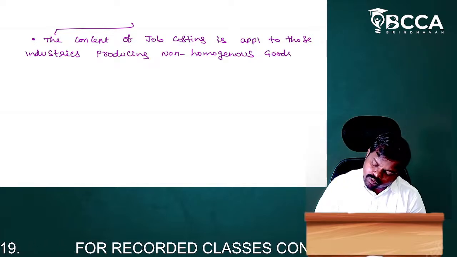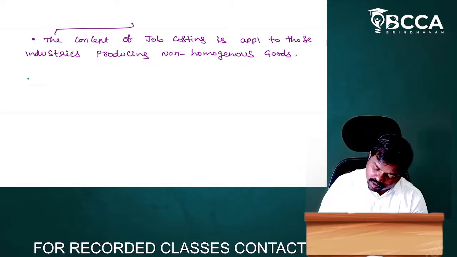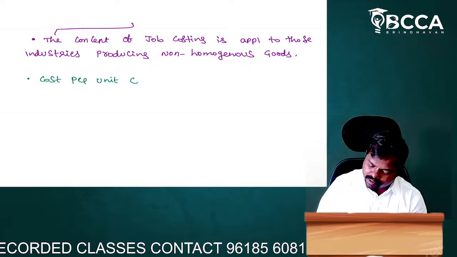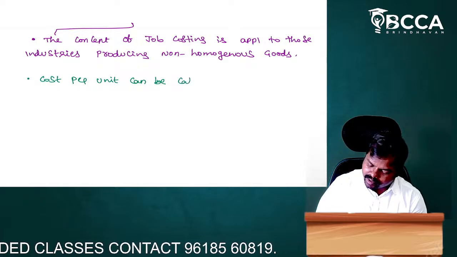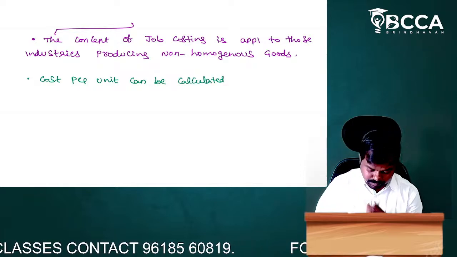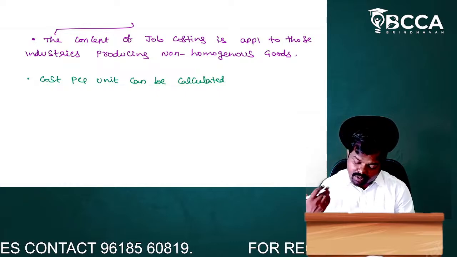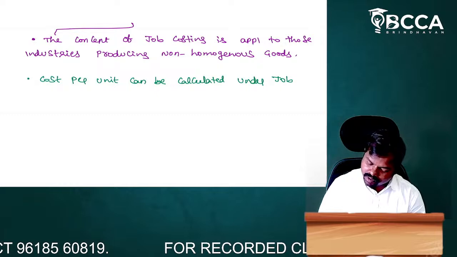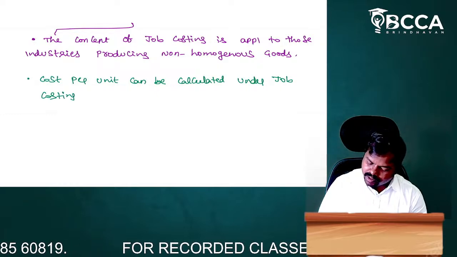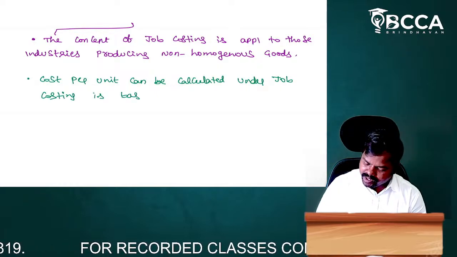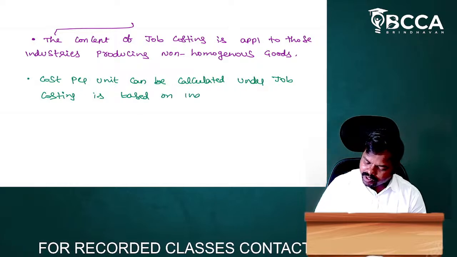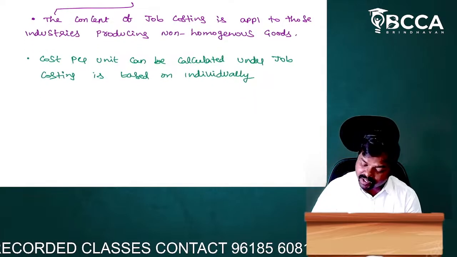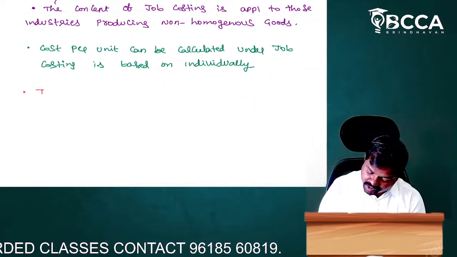Non-homogeneous goods. Cost per unit can be calculated under job costing based on individual jobs. Clear?